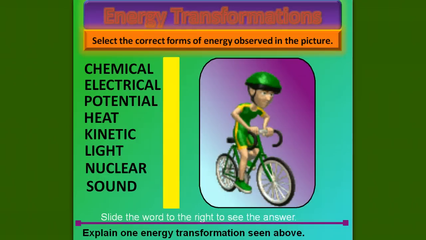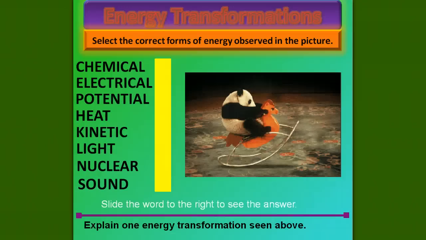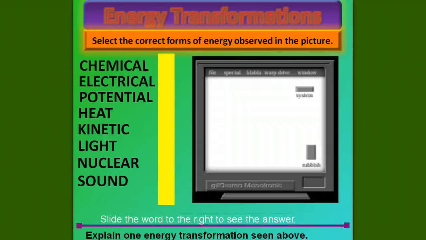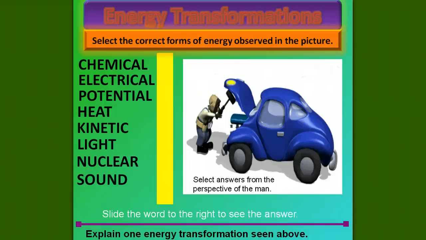I want you to try this one with your teacher, this one, this one, this one, and I'm going to do this one with you because this is our last one for the day. Then all the rest of the time, you and your teacher can go back and you guys can do all the other ones that we skipped. All right, here we go. Look at this. Select answers from the perspective of the man. Not the car, but looking at the man.